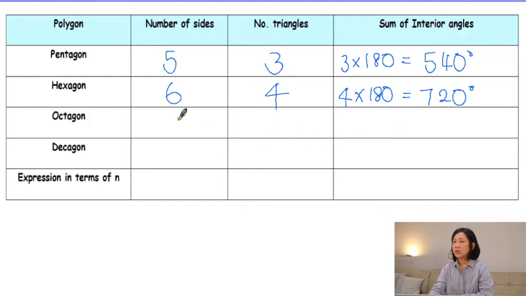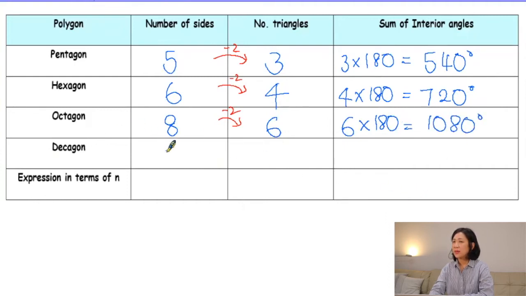Now the octagon. Can you find the pattern? Did you notice the pattern? The number of triangles inside the polygon is found by taking away 2 from the number of sides. Then we know there are 6 triangles, so 6 lots of 180 gives you 1080 degrees. The decagon, 10-sided. We know that the decagon has 8 triangles in it. Then 8 lots of 180 gives you 1440 degrees, right? This is how you calculate the sum of the interior angles of a polygon.